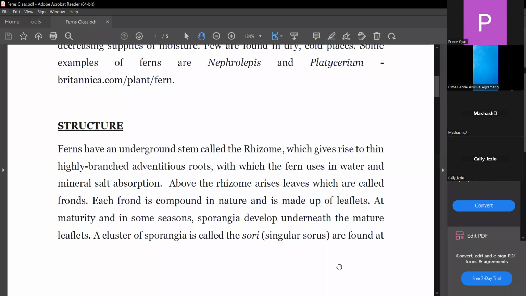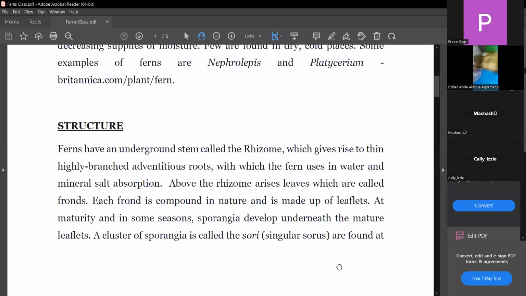Now, these adventitious roots are thin in nature. Most of the time, sometimes it could be just one cell thick. So we have these adventitious roots that help in the conduction of water, mineral salts, and organic compounds from the environment into the plants and vice versa. You get it? So with these adventitious roots, the ferns absorb water and mineral salts. So now you have the rhizome, and on the rhizome you have the adventitious roots.